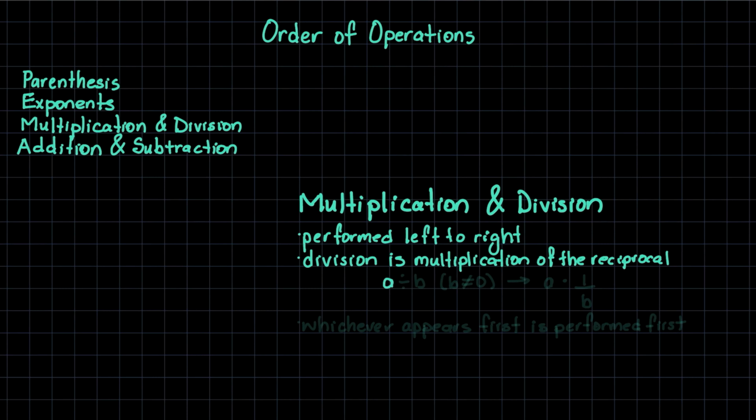Another way to think of that, if I have A divided by B, B not equal to 0, that's the same thing as A times the reciprocal, which is 1 over B. Division can always be rewritten as multiplication. Therefore, when we see them, we treat them the same. So left to right again means whichever appears first is performed first.